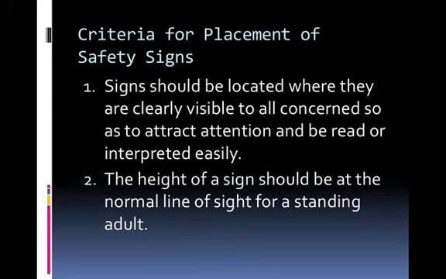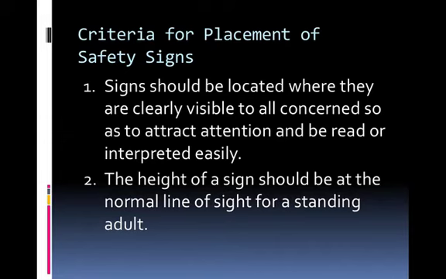And secondly, the height of the sign should be at the normal line of sight. What that is saying is that how high the sign is shouldn't pass your line of sight. And your line of sight is the level that you can see while standing straight without tilting your head up or down, looking straight ahead. So that's the level that your eyes can see at while looking straight ahead. That's your normal line of sight.